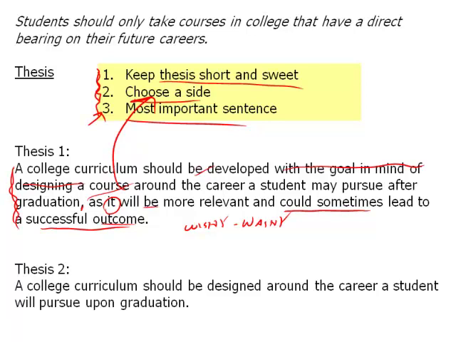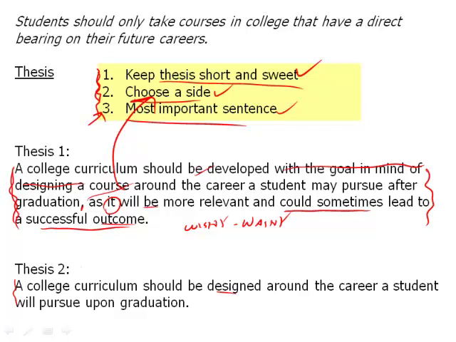Now, let's have a look at another thesis. A college curriculum should be designed around the career a student will pursue upon graduation. Is that short and sweet? Yes. Is it clear? Oh, definitely. There's no extra words in there. Choose a side. Well, this should be designed around the career a student will pursue. That's very clear. So both of those are fulfilled. And, well, it's the most important sentence, and that's definitely fulfilled, we've done a very good job here. And that's what we're going for in a thesis, not this long kind of rambling type of sentence.